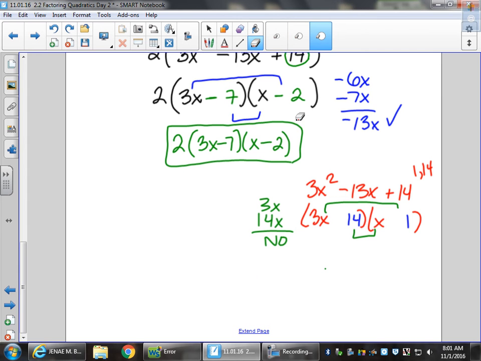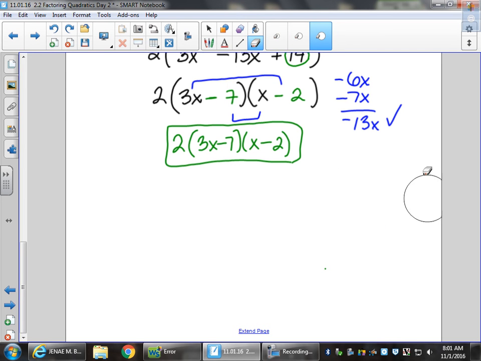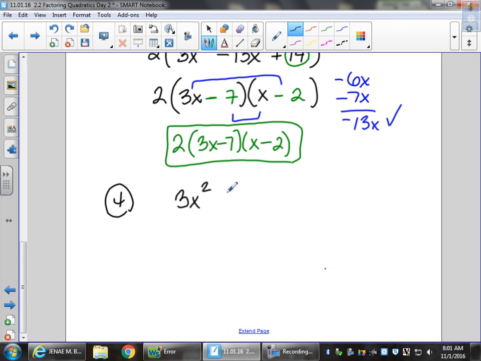All right, last example before I pass out the independent practice that you can work on with a partner. This is number 4, right? 3x squared plus 13x minus 10. Try this one solo.